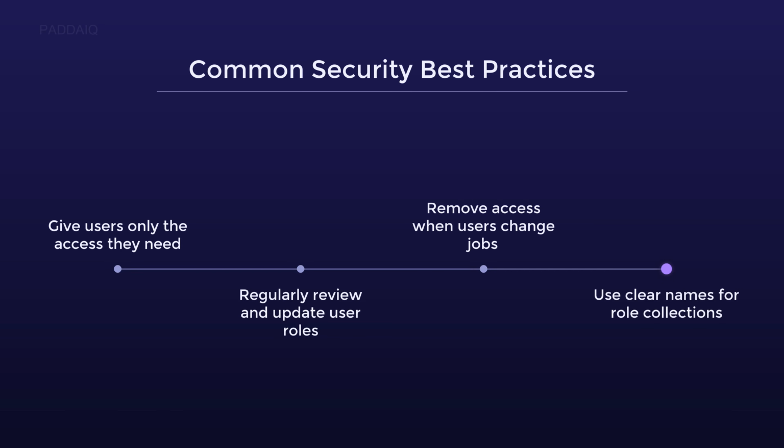Use clear names for role collections. This means giving roles descriptive titles that instantly tell you their purpose. For example, name a role Warehouse Manager Access instead of just role_12. This clarity prevents errors when assigning permissions. Descriptive naming is a foundational step for secure and manageable access control.